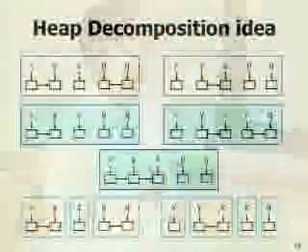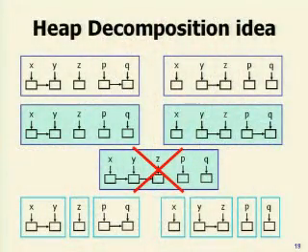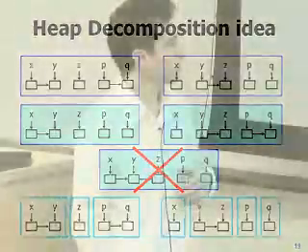But not all the combinations are consistent. For example, if you take x and y from here and y and z from here and you compose them together, then this is not consistent. I haven't defined exactly what the decomposition is that I'm talking about, but you see examples showing that not all the compositions are consistent.